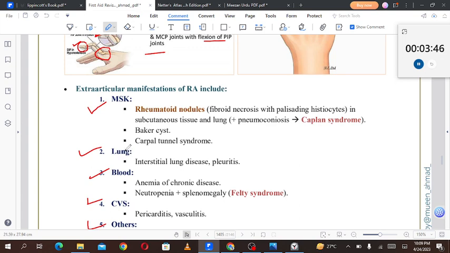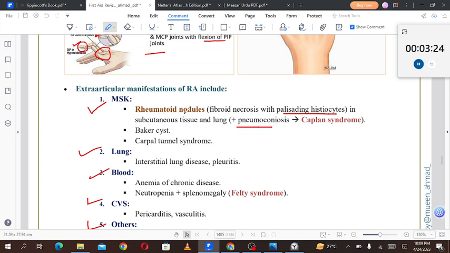So for osteoarthritis we don't have any systemic manifestation because that is a local mechanical condition, while rheumatoid arthritis is an autoimmune condition. So in that case we have systemic manifestations. The first one is rheumatoid nodules, fibrinoid necrosis with palisading histiocytes in subcutaneous tissue and lung with pneumoconiosis.